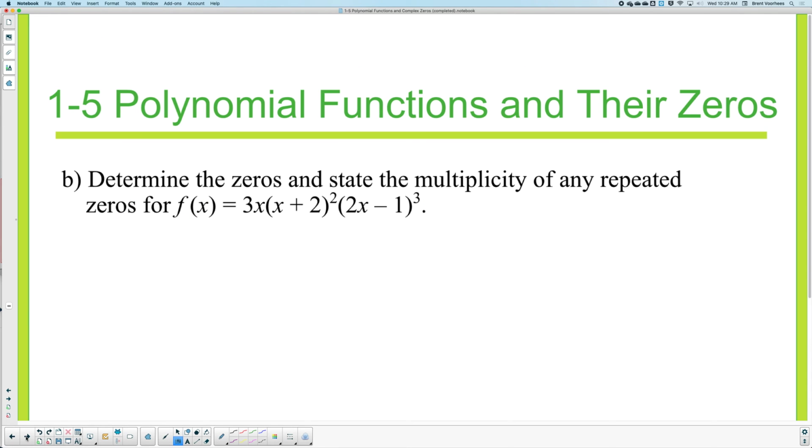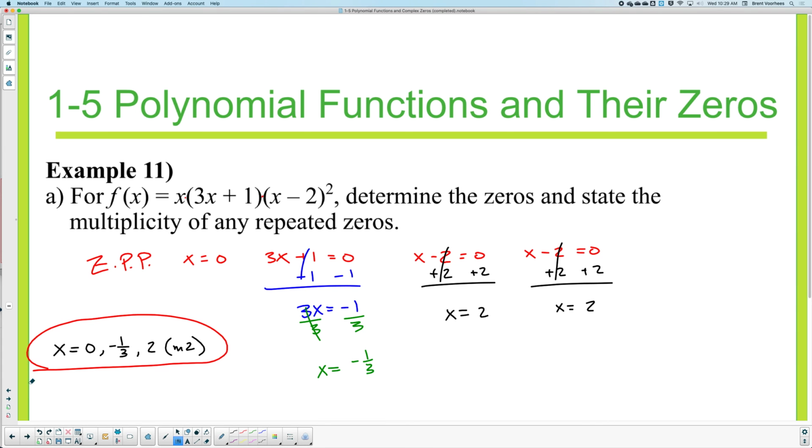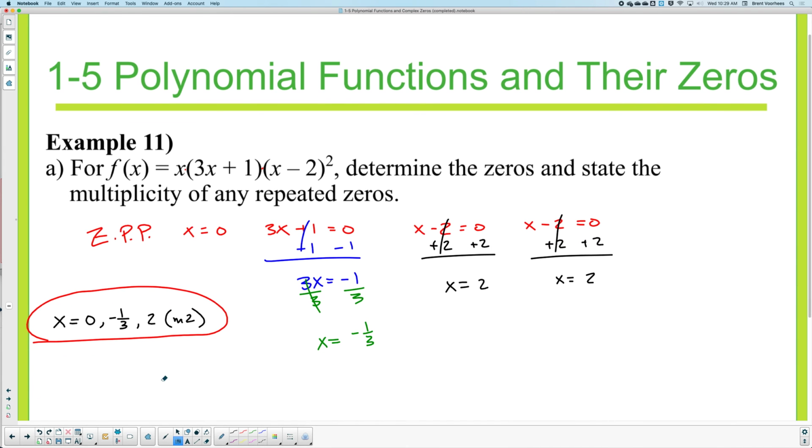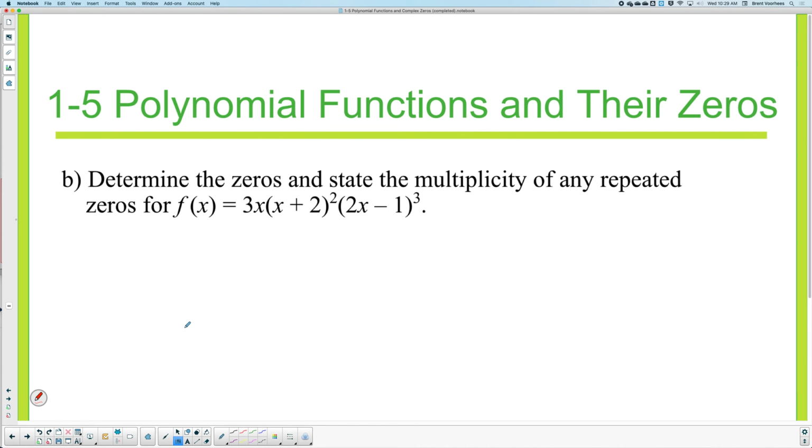All right, let's try part B. We're going a little faster now. Oh, going too fast, sorry. What did ZPP stand for? Zero product property, good. Zero product property, from Algebra 2. All right, let's do it again.